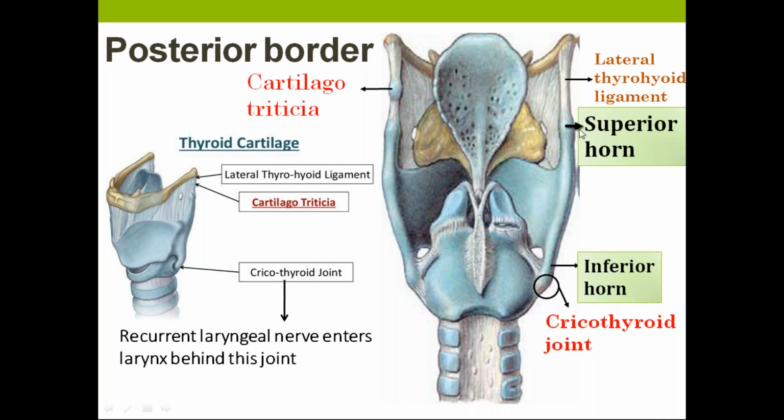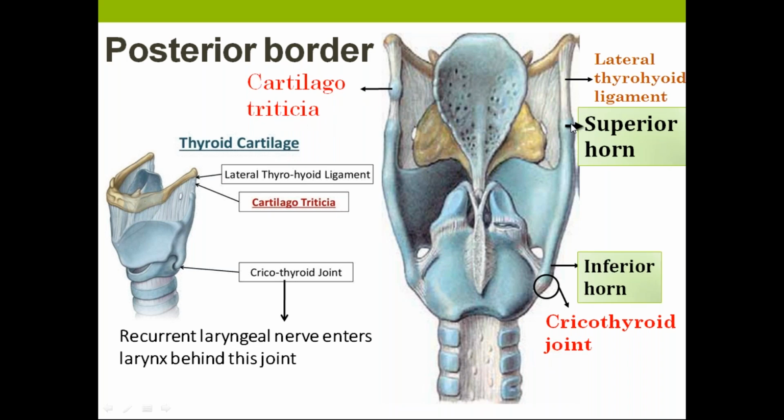As I said previously, above it extends as the superior horn, below it extends as the inferior horn. The superior horn is connected to the tip of the greater cornu of the hyoid bone by a ligament called the lateral thyrohyoid ligament. Sometimes in between the lateral thyrohyoid ligament, you can see an additional cartilage called cartilago triticea. It is not always present, but sometimes it is present.